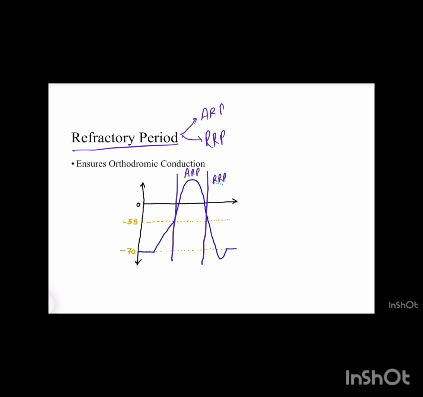Why is it like this? Because in the absolute refractory period, the inactivation gates of the sodium channels are closed and will remain closed till repolarization. But in the case of the relative refractory period, some sodium channels might open. So if you happen to give a suprathreshold stimulus, that is more than minus 55 millivolts, then there is a chance of conduction.